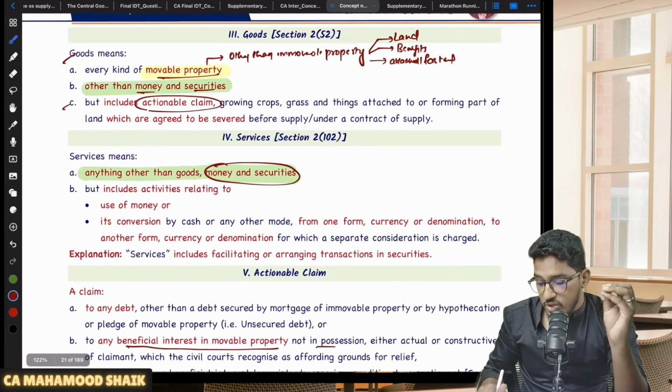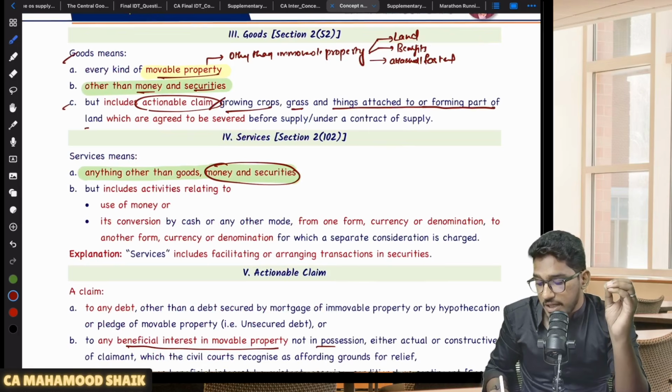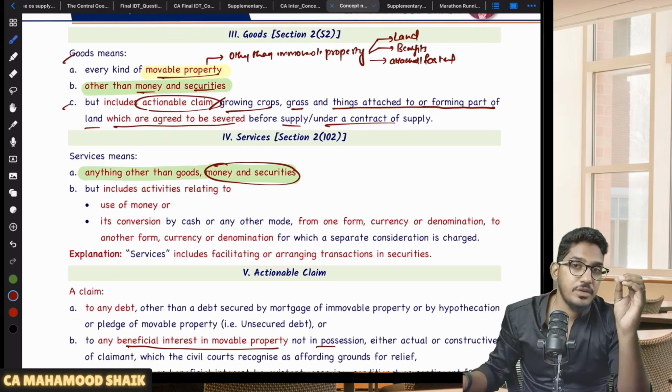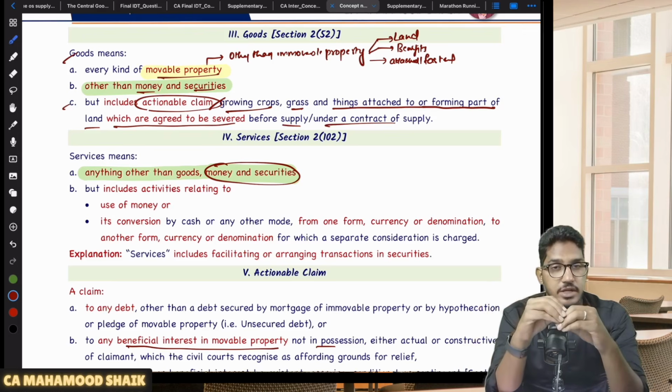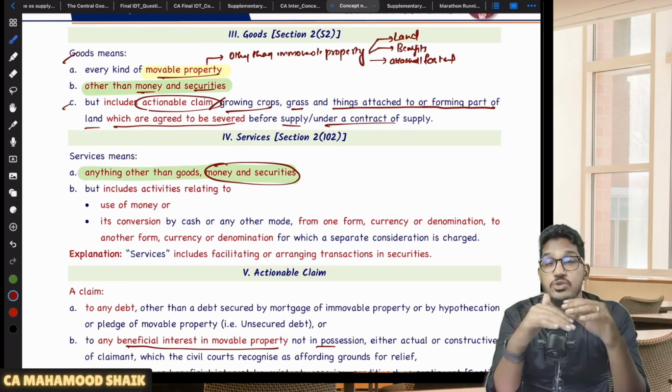Next, they did not stop here. They are specifically including certain extra items in the goods: growing crops, grass, and things attached to or forming part of the land, which are agreed to be severed, which are agreed to be cut before supply or under a contract of supply. So now they are specifically including it in the goods definition. Growing grass, crops, which are attached to the earth.